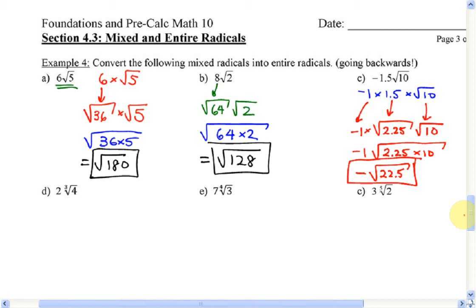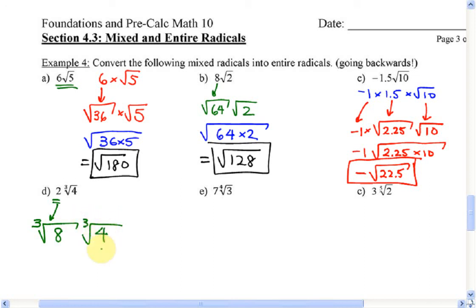2 times the cube root, did you hear me say that? The cube root of 4. Yes, Mehdi, go ahead. So, ladies and gentlemen, what should I rewrite this 2 as? Should I use a square root? Not in this case, because I want everything to be a cube root. So tell me here, what cube root gives me the number 2? 8. Yes.